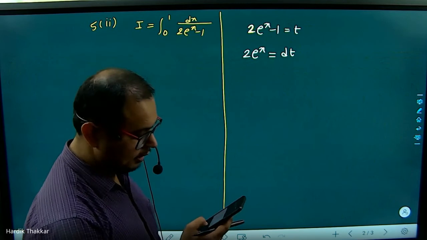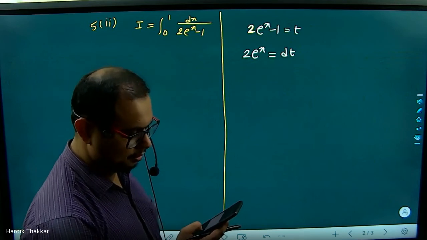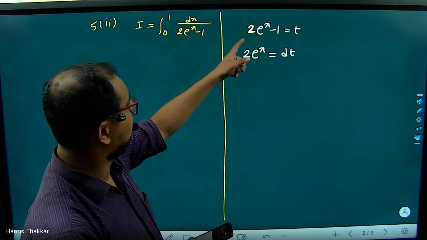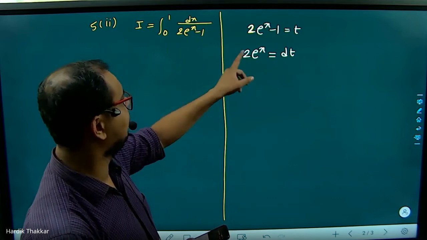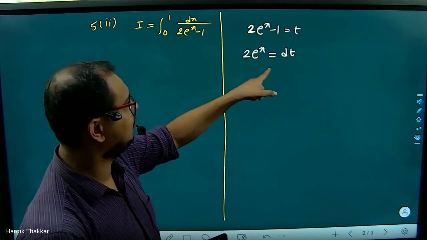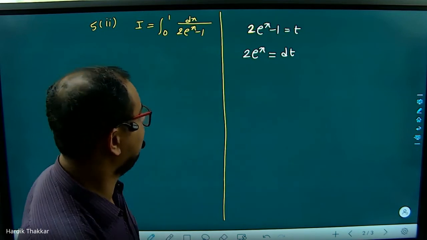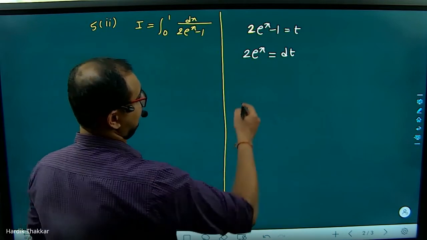You have taken e raised to power x as t. Yes, sir, because I have multiplied it in numerator and denominator. Okay. But I think this approach will be better and easy. If we take 2 e raised to power x minus 1 is equal to t, then it will be a little bit easy as compared to that. Let's see and check.